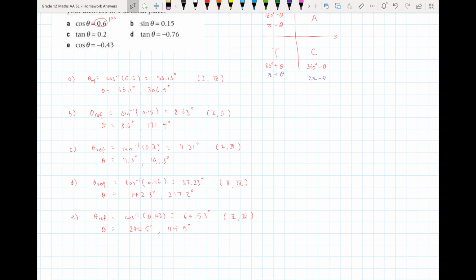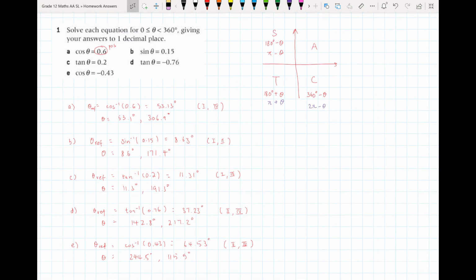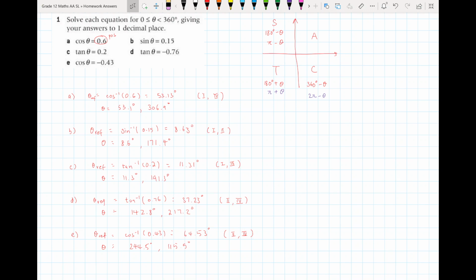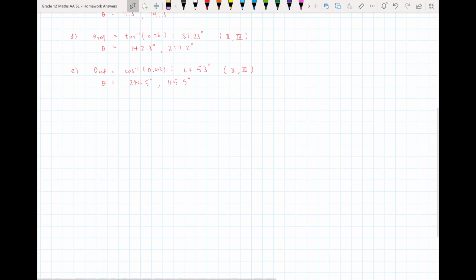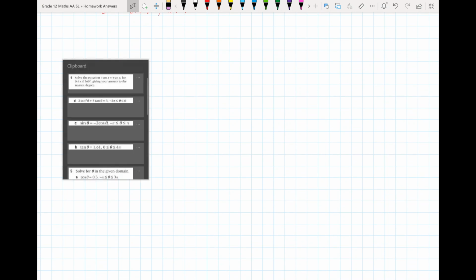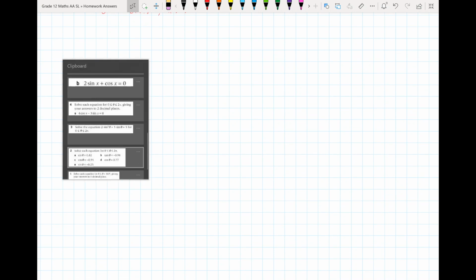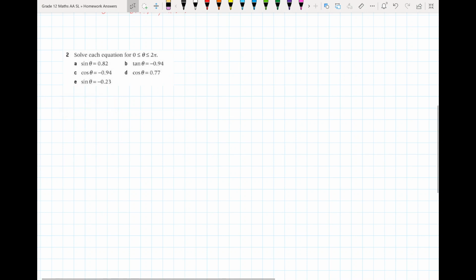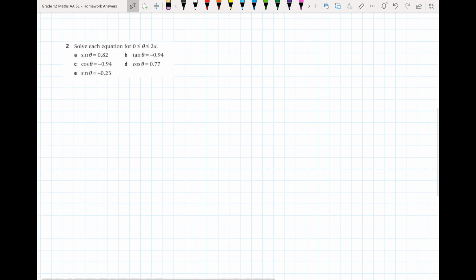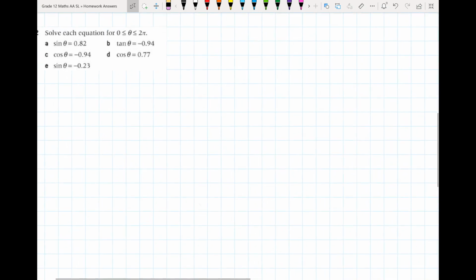Now I mentioned there's another way. For this video, I will actually not go over it. Let's just stick with the CAST diagram. Now question 2 is exactly the same, except this time we want everything in radians. So first of all, make sure that you are in radian mode. Otherwise, all your answers will be wrong.